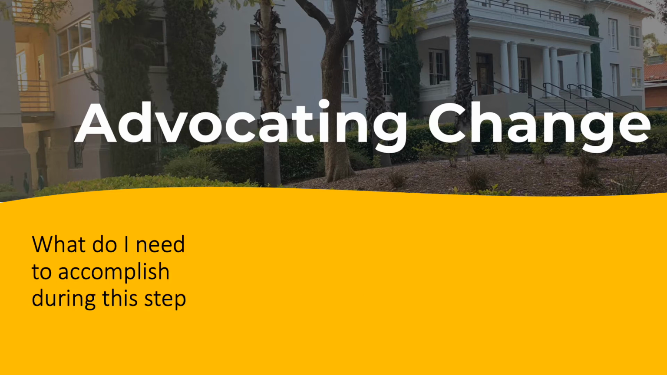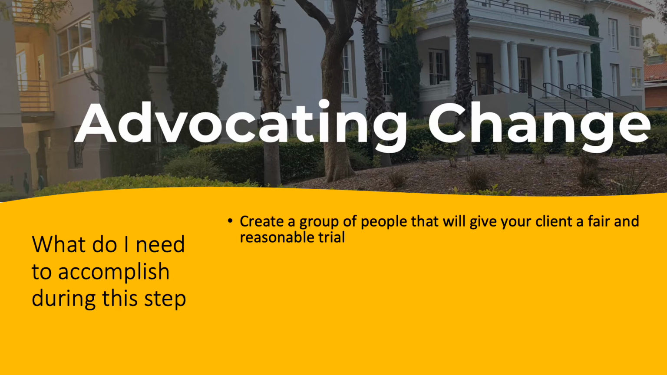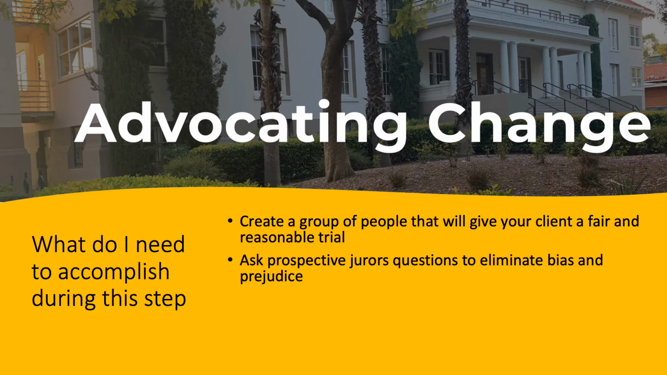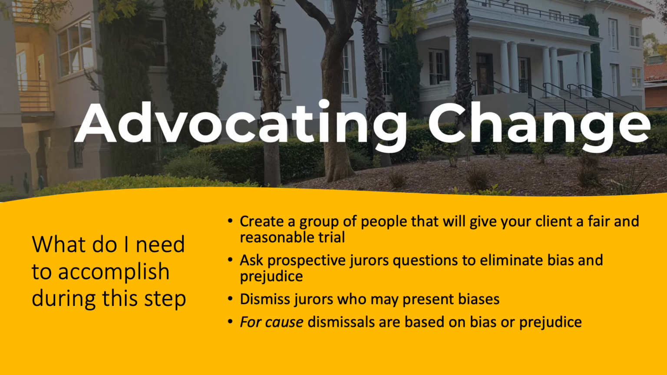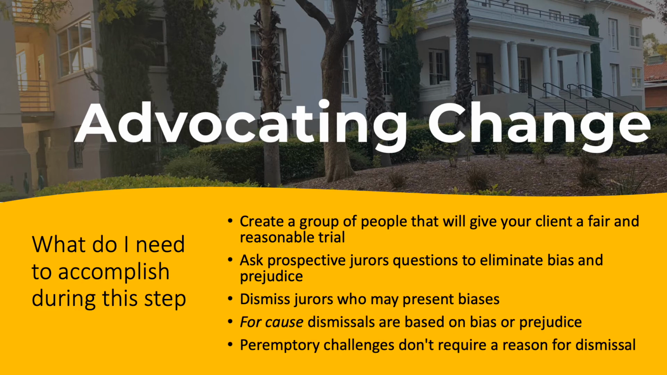At the end of the jury selection, you want to have a group of either 6 or 12 jurors, depending on what is required for that case, that you believe will give your client a fair and reasonable trial. You want to eliminate all bias and prejudice by asking the prospective jurors questions. If you believe that a juror possesses bias or prejudice, you can ask the judge to dismiss the juror for cause. You also are given a limited amount of peremptory challenges, which allow you to dismiss a juror without giving a reason.